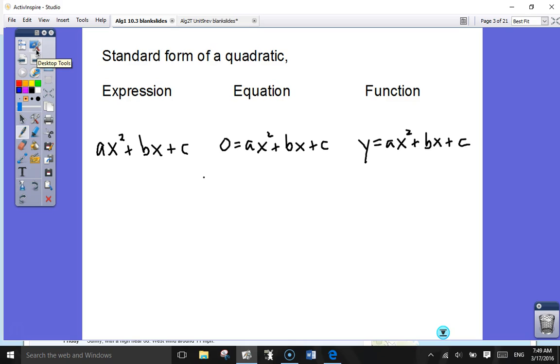So, the standard form of a quadratic, if it's an expression, meaning there's no equal sign, is just ax squared plus bx plus c. A, b, and c are real numbers of some kind. The only thing you know for sure is that a can't be 0, because what would happen if a is 0? There is no x squared. Right? So if it's a quadratic, it's got an x squared. If it's an equation, then it has to be equal to 0. If it's a function, then it has to be equal to y.